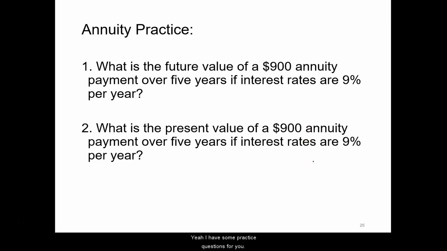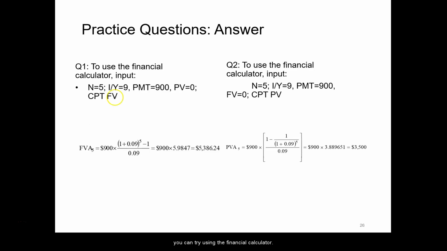Here I have some practice questions for you. First one is, what is the future value of this 900 annuity payment over 5 years if the interest rate is 9% per year? Then for the same annuity, what is the present value? You can try both. You can try using the formula. You can try using the financial calculator. If you use your financial calculator to calculate the future value, this is the input. If you use your formula, this is how you plug in the numbers. Either way, the result for the future value should be about 5,386.